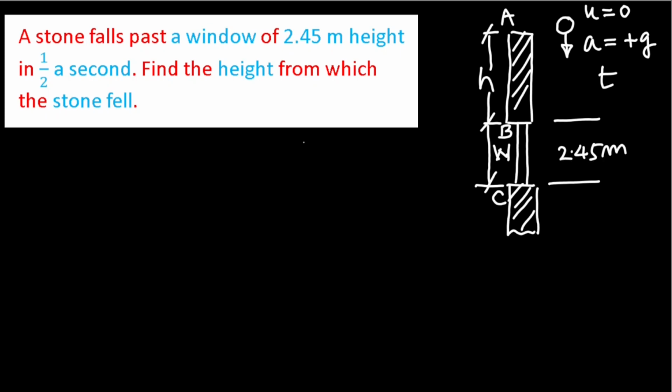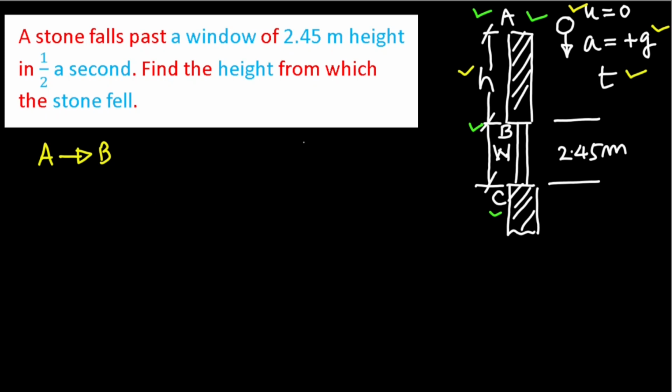So we have to consider two motions of the stone. The first from A to B, and then from A to C. So first we will consider motion of the stone from A to B. Here the quantities that we have are the initial velocity u, acceleration due to gravity g, time t, and the height through which the ball falls is h.